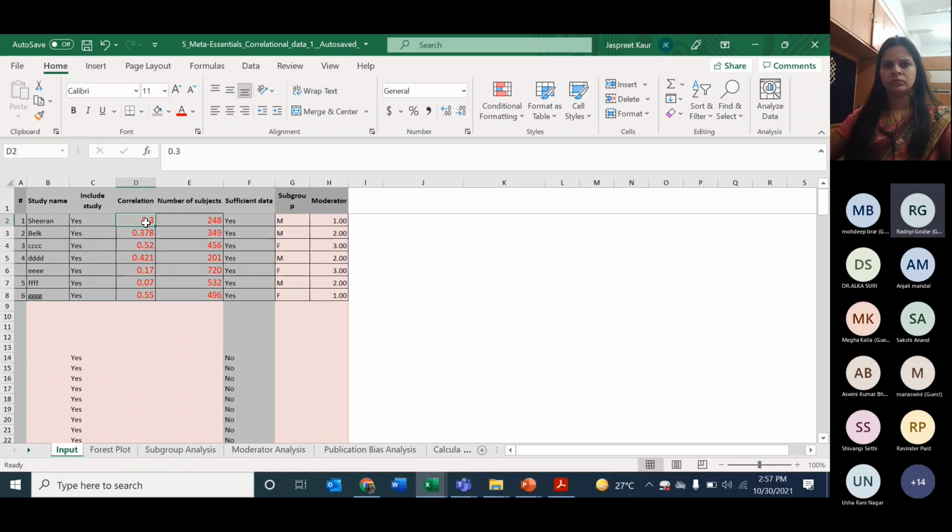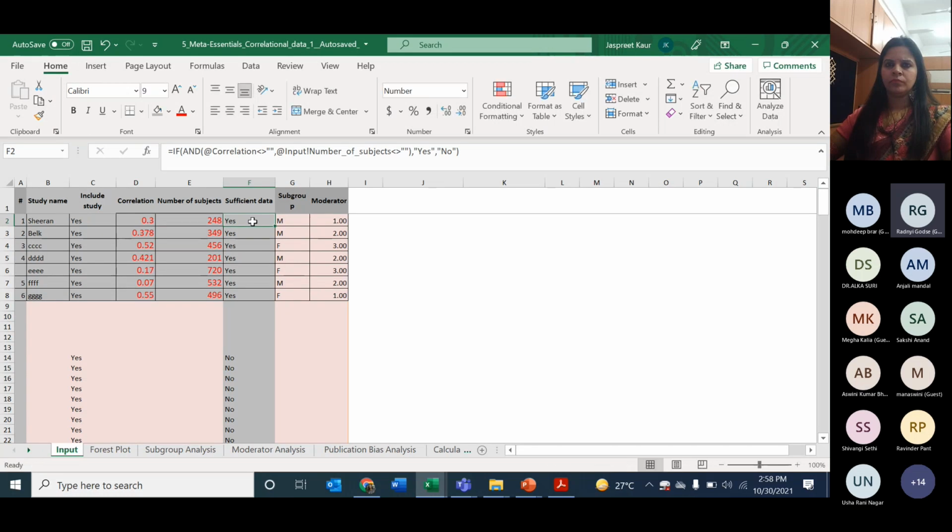Correlation value: this whole table is for urge to buy and perceived usefulness. So these correlation values, all of them are urge to buy and perceived usefulness. Number of subjects is the sample size of that particular paper. So in Sheeran's paper, the correlation value between urge to buy and perceived usefulness was 0.3, and the sample size of Sheeran's paper was 248. Okay. Is the data sufficient? By default, it is yes.